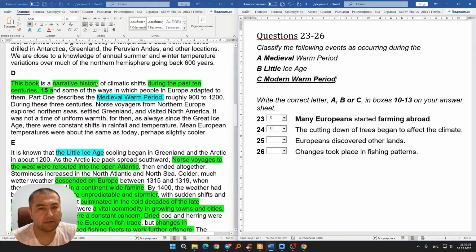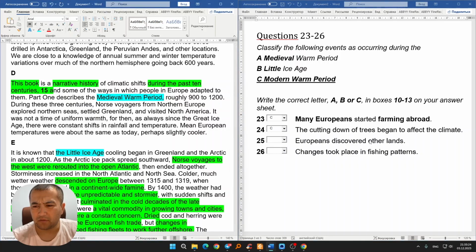This book is a narrative history of climatic shifts during the past 10 centuries and some of the ways in which people in Europe adapted to them. Part 1 describes the medieval warm period, roughly 900 to 1200. During these three centuries, Norse voyagers from Northern Europe explored northern seas, settled Greenland, and visited North America. It wasn't a time of uniform warmth. For then, as always, since the Great Ice Age, there were constant shifts in rainfall and temperature.